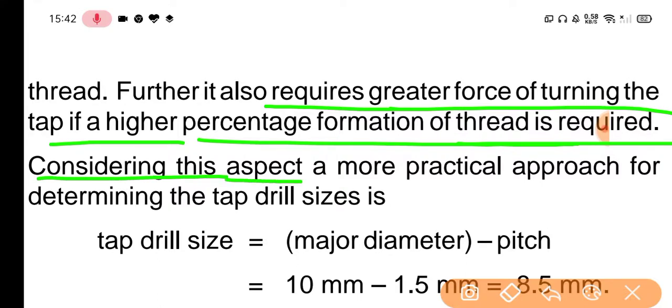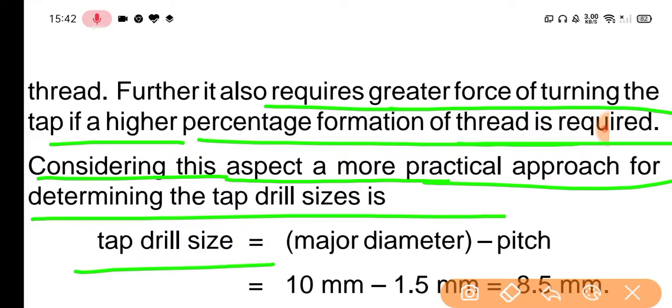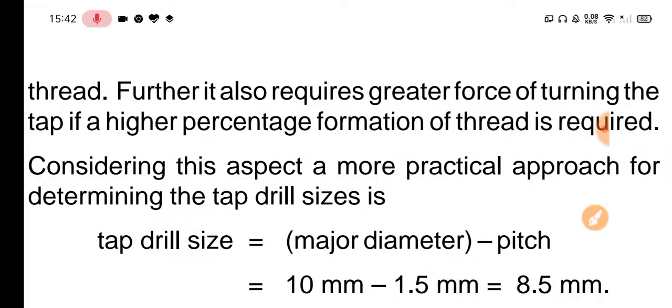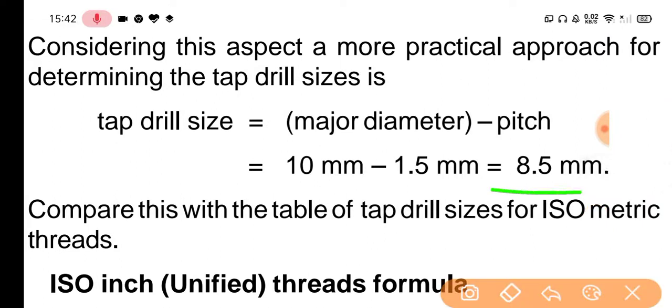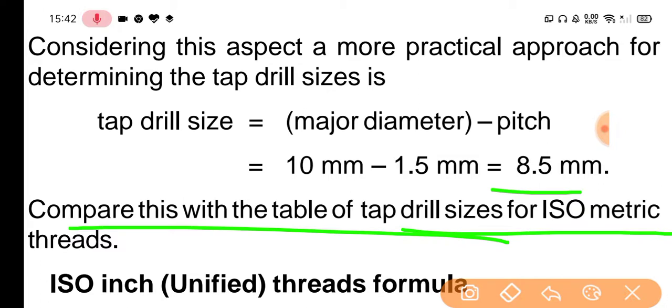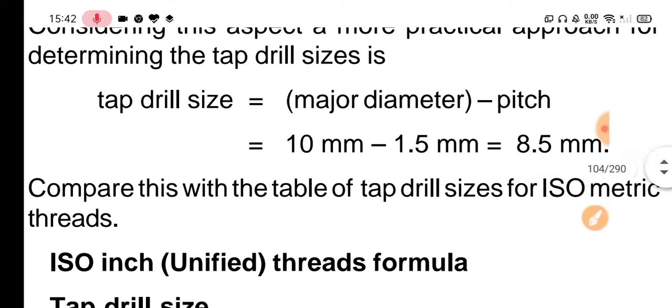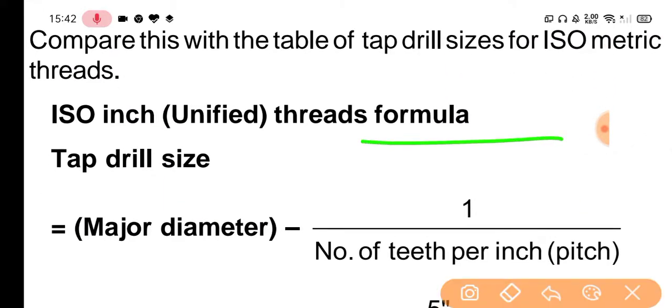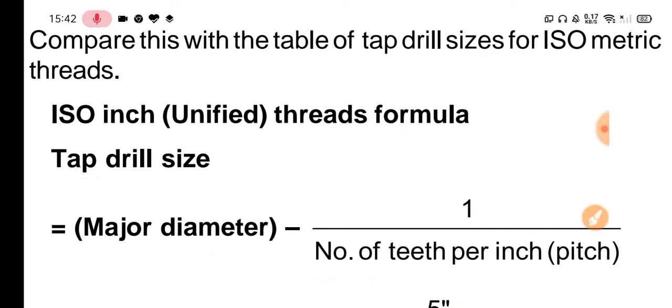Considering this aspect, a more practical approach for determining the tap drill size is: tap drill size equals major diameter minus pitch, that is 10 mm minus 1.5, which is 8.5 mm. Compare this with the table of tap drill sizes for ISO metric threads. For inch threads, the formula is tap drill size equals tap major diameter minus 1 by number of threads per inch, that is, the pitch.